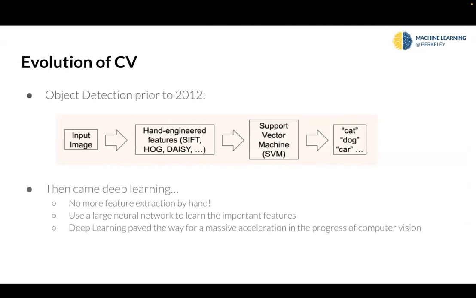In the past, prior to 2012, we would design hand-engineered features such as SIFT, HOG, DAISY, etc., to detect edges and other features in images. And then we would use support vector machines to classify what object an image would belong to. But after 2012, with the explosion of deep learning, we were able to replace all of these hand-engineered features and these complicated pipelines with deep neural networks that learned important features better and had a lot more flexibility and just caused a massive acceleration in the progress of computer vision.